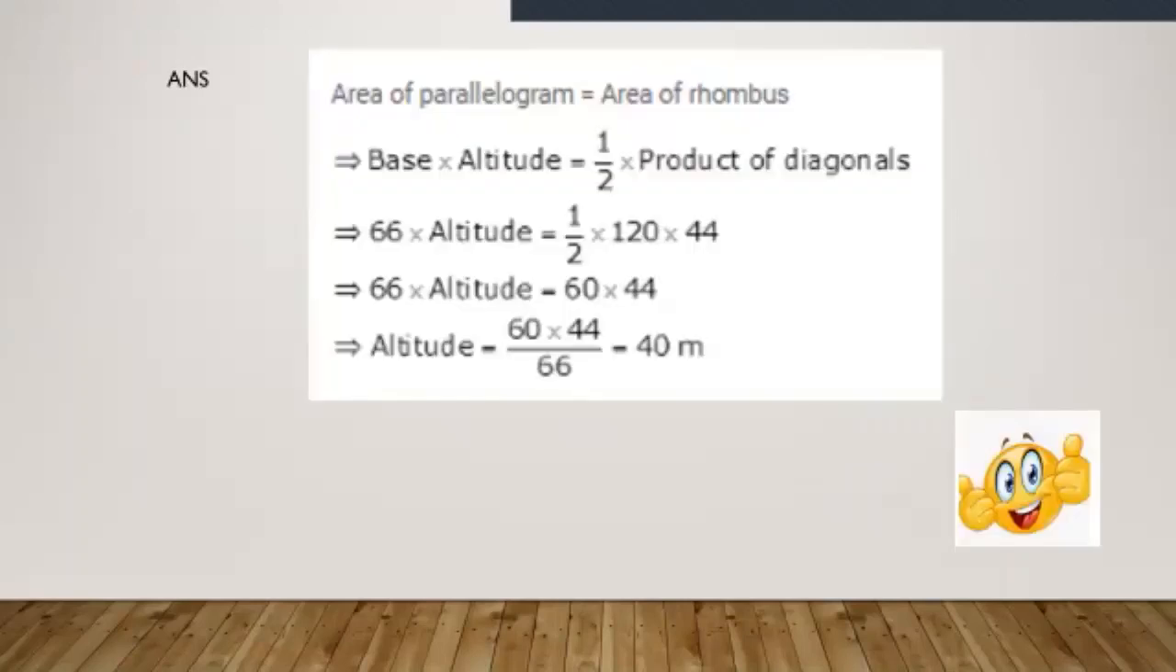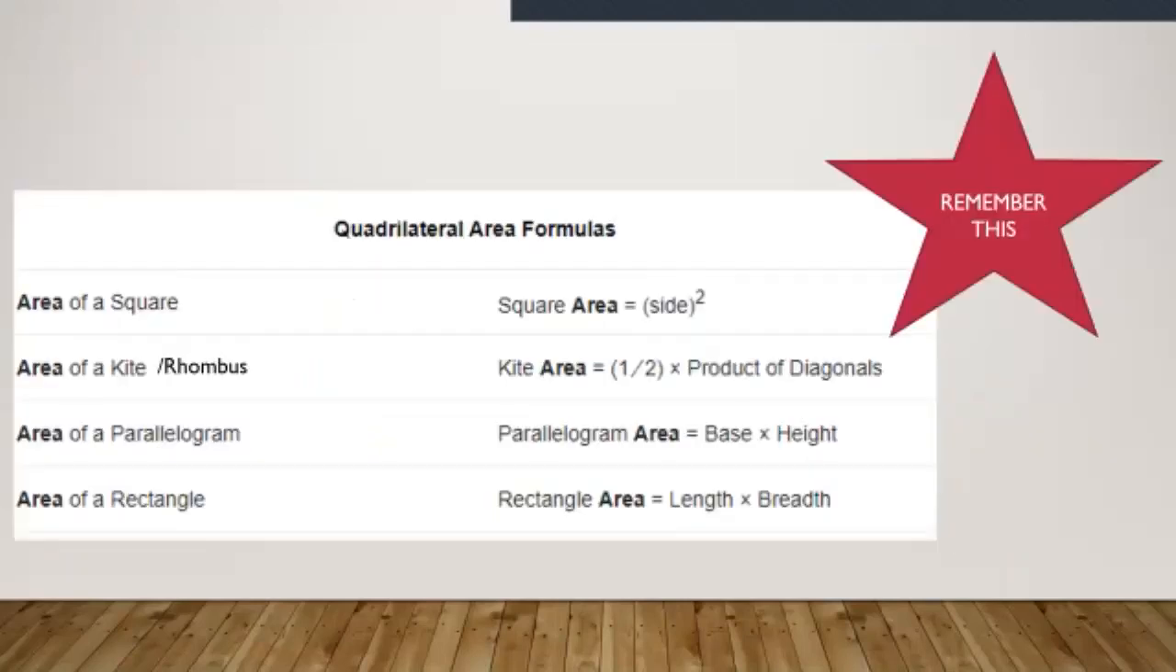Now, to start the sum, I'll just show you this first. What is the area of a kite or a rhombus? Half into the product of the diagonals. Similarly, what is the area of a parallelogram? Base into height. This height is what needs to be calculated by you all. Now they are saying both are equal. So half into product of the diagonals is equal to base into height. So now use it and find out the height.